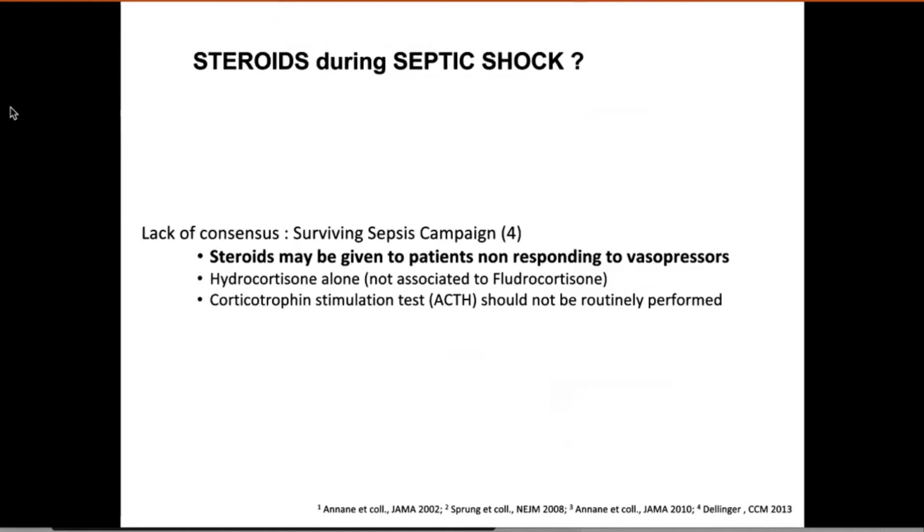And the more severe the patient, the more difficult it is to restore the blood pressure and to restore the organ perfusion. And one of the things that was tested in randomized trials over the past 20 years was the use of steroids to kind of boost, I would say, the circulatory system and reach the blood pressure goal. And there's a lot of physiological reason why this would work.